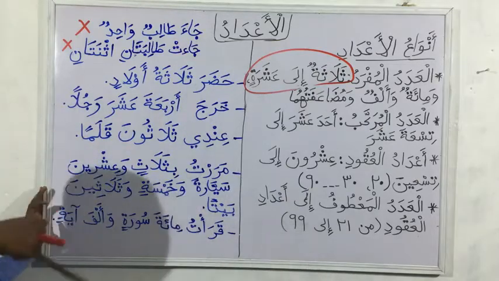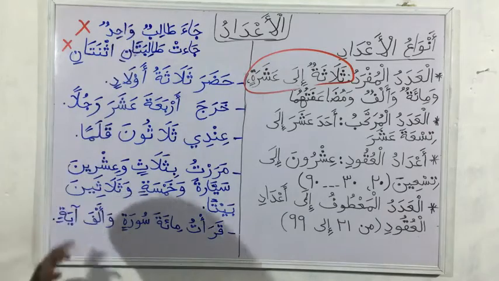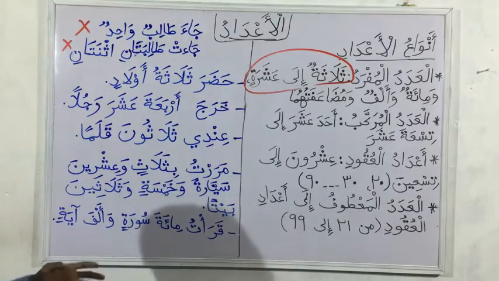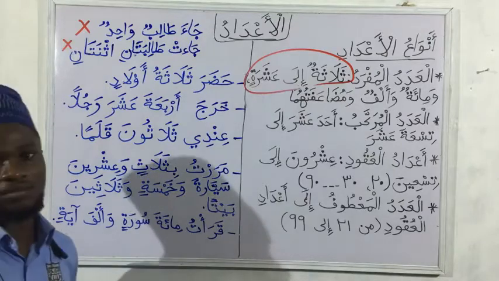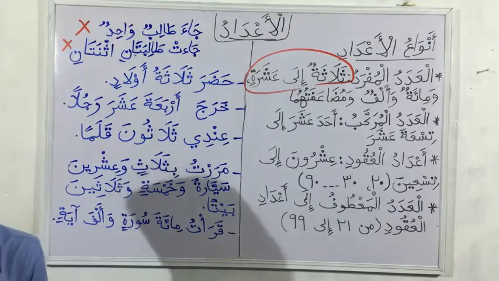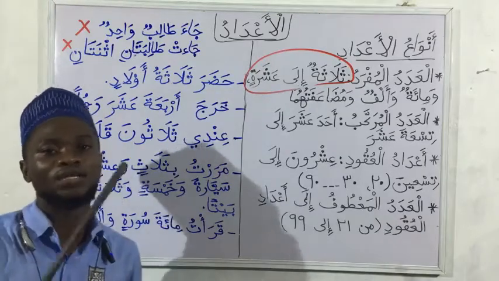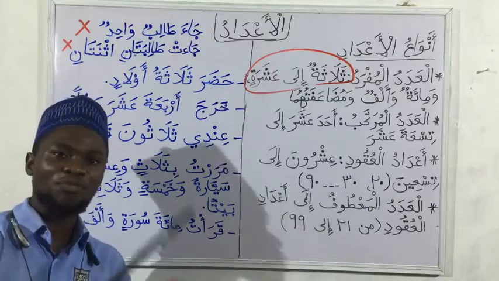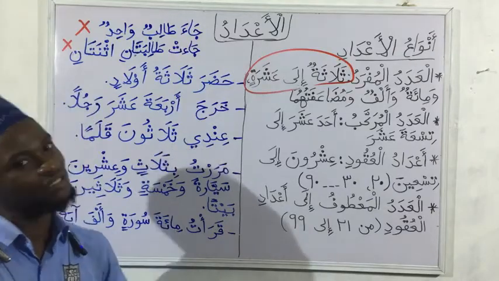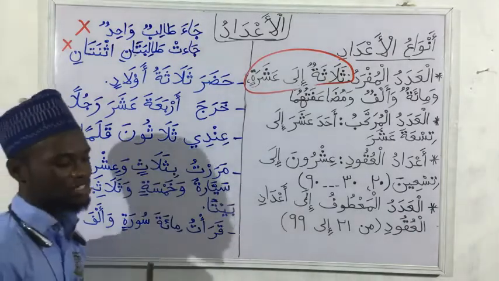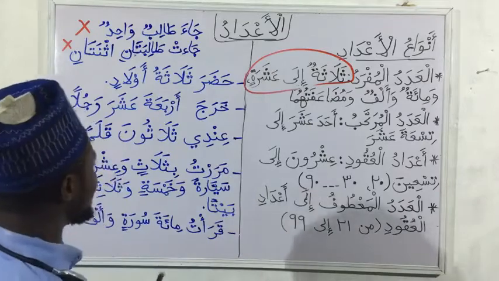So these are different types. The different types of adad behave differently with nouns. When you add nouns to them, the nouns take different forms. It can be nasbu and be mufrad. It can be jarru and be mufrad. It can be jarru and be jamr. So they have different forms, and we are going to be looking at those forms, inshallah, individually.